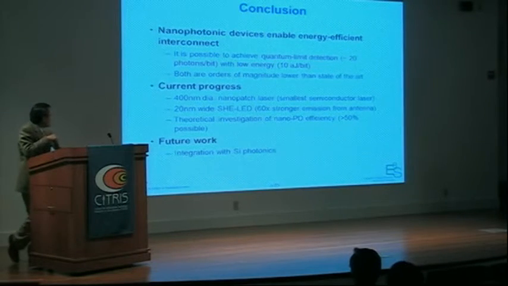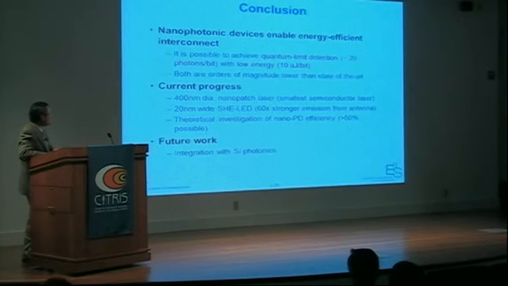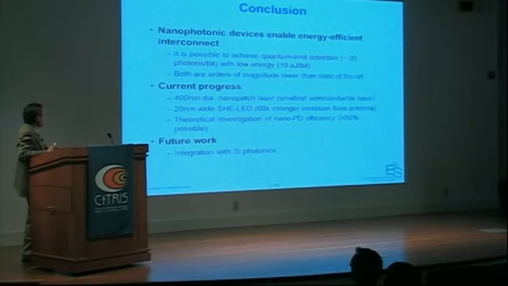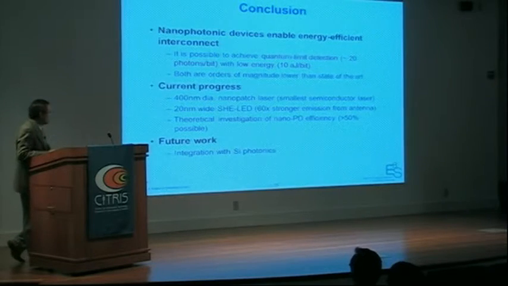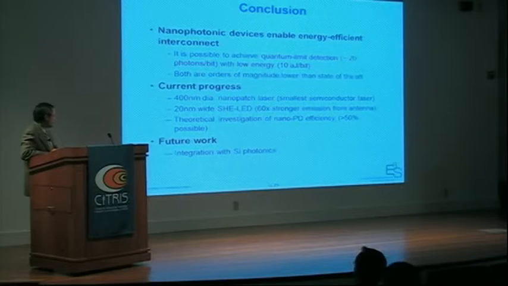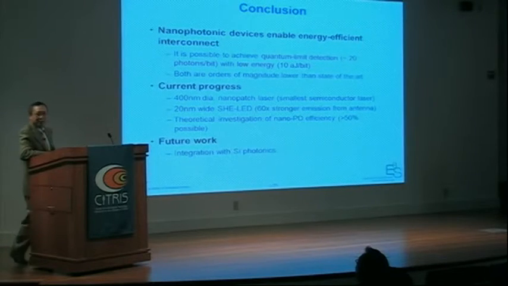So to summarize, the question we started asking ourselves was whether it is possible to achieve quantum limited detection with fundamentally the lowest energy. It appears to be feasible, and there is a path to get there. That is by scaling down both emitters and receivers to the nanoscale. And we have some preliminary experimental results that show this is a very promising path. The future work will be looking at how to integrate such nano devices with silicon photonics infrastructures. Okay, thank you for your attention.